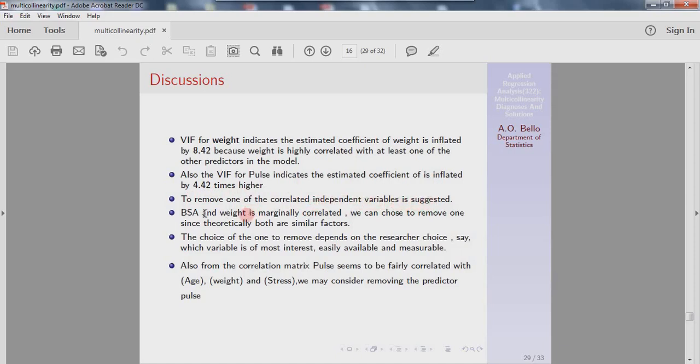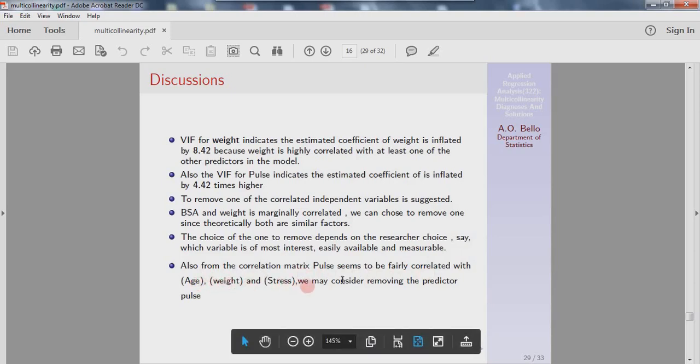So there is need for us to remove. We've already suggested removing body surface area. So body surface area and weight is marginally correlated also. We can choose to remove one of them since theoretically they are both similar factors. So we've suggested removing body surface area, and also the choice of one or two to remove depends on the researcher's choice, as was said earlier. Say which of the variables is most of interest, easily available and measurable. Also, from the correlation matrix, pulse seems to be fairly correlated with age, weight and stress. We may consider removing the predictor pulse.